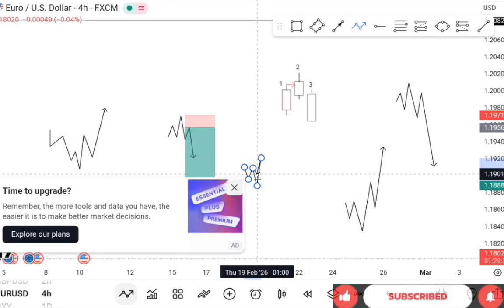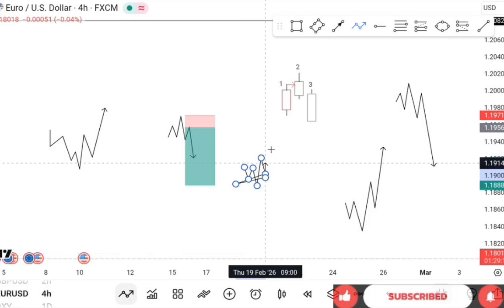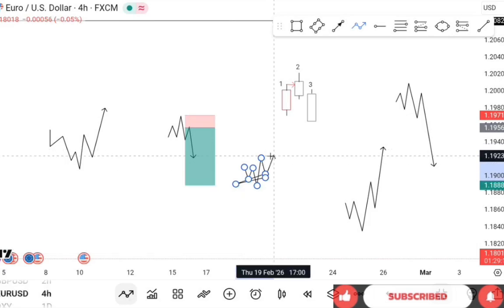This really happens in almost all time frames. Believe me, it really happens in all time frames, like I said, and this is the clarity that I'm talking about here.